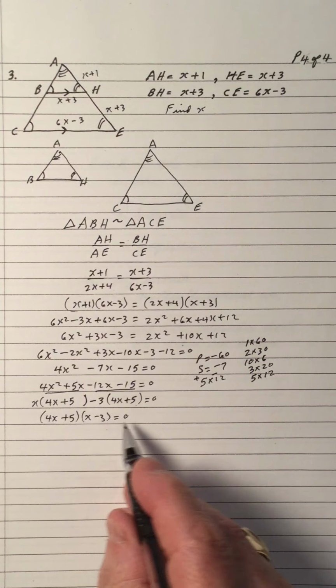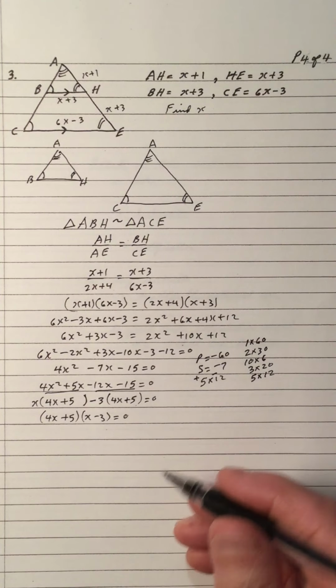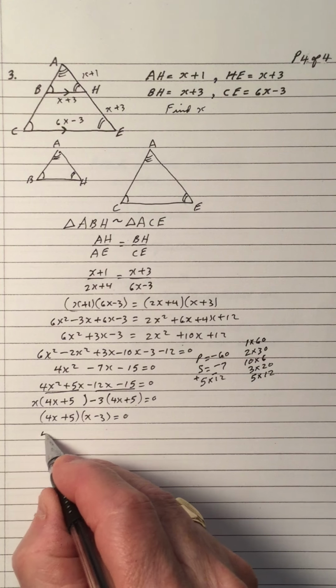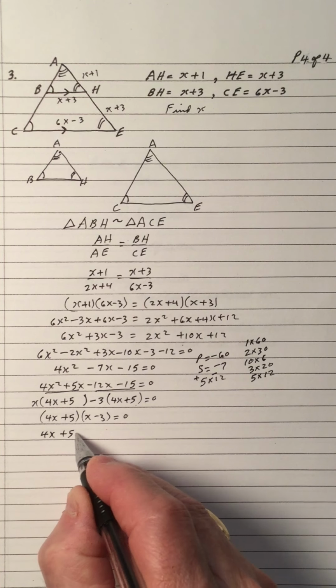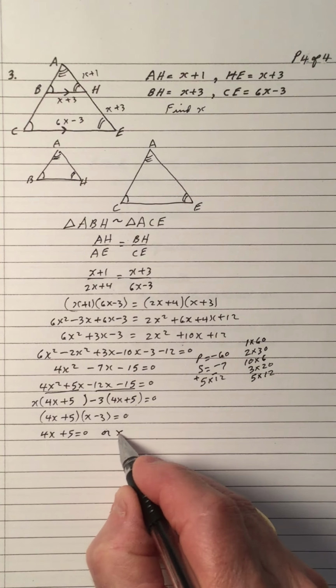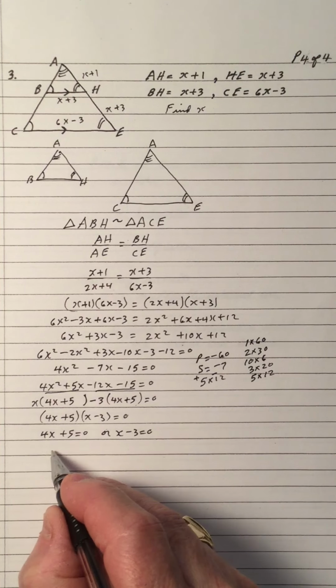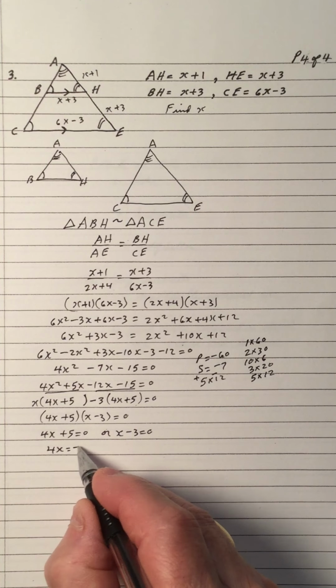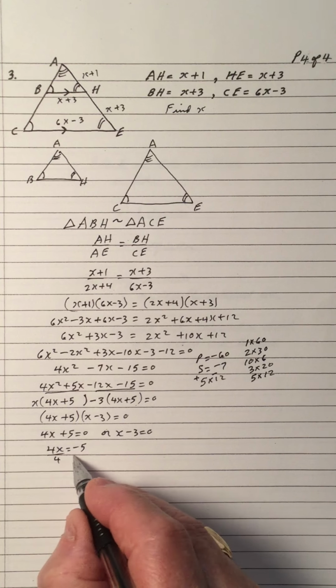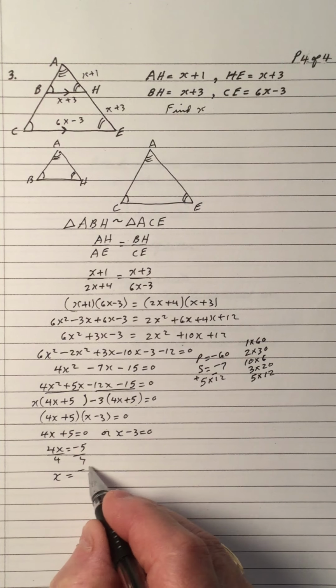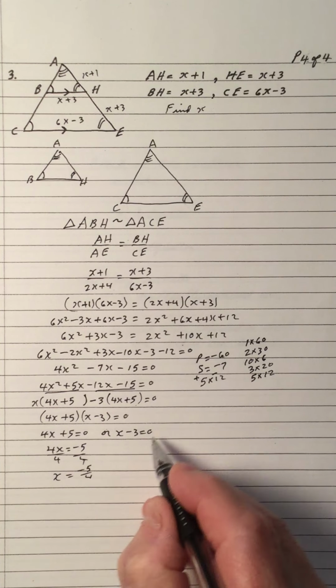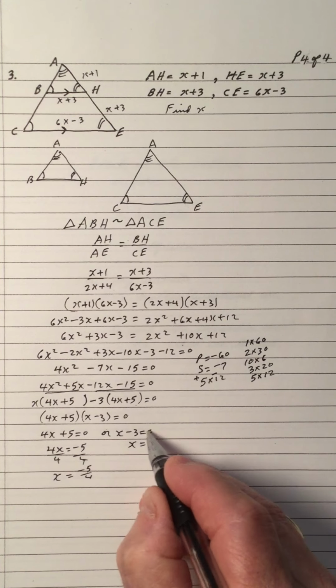Again, the quadratic formula will give you the answers right away when you work it out correctly. So I have 4x plus 5 equals 0, or x minus 3 equals 0. 4x equals negative 5, divided by 4, x equals negative 5 over 4. And here x equals 3.